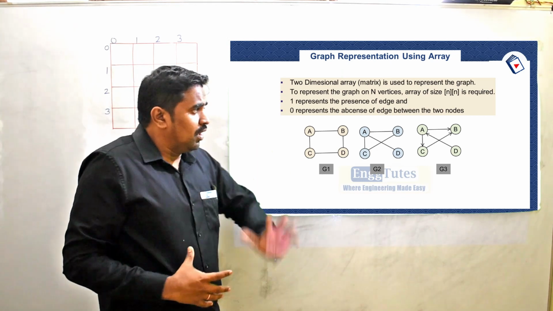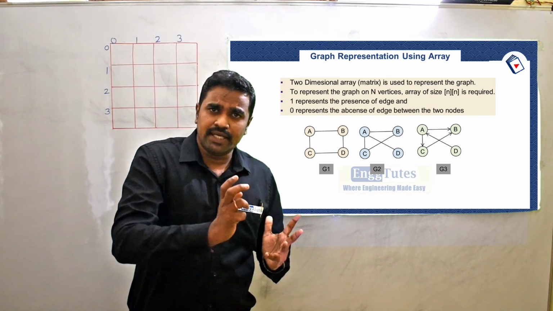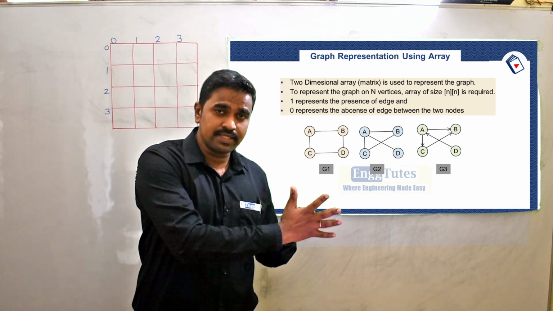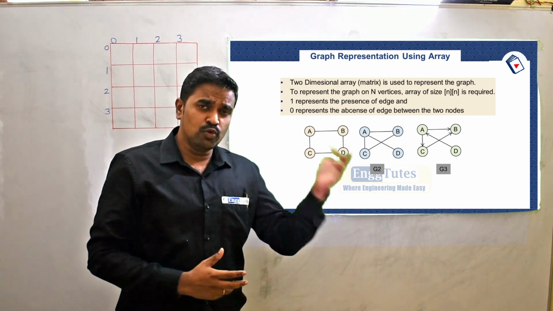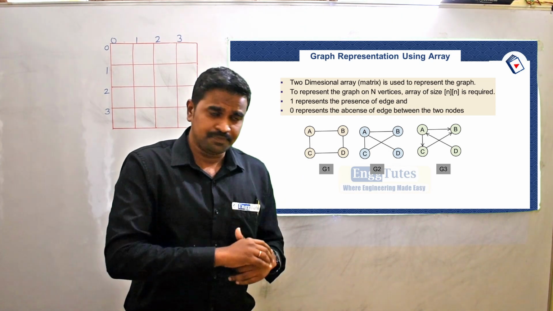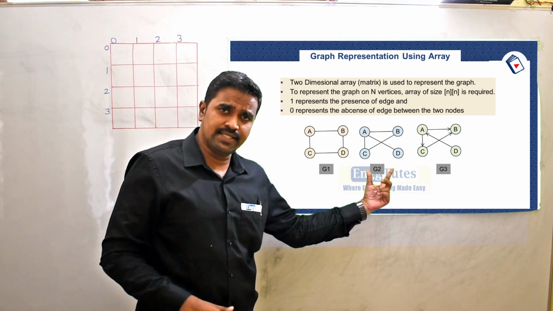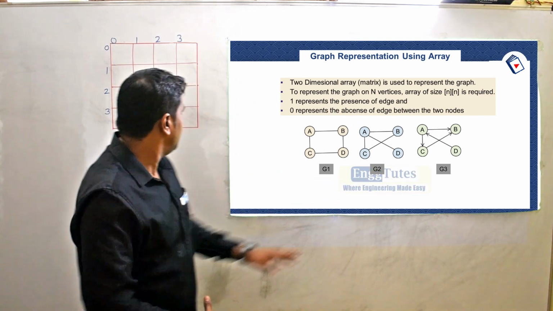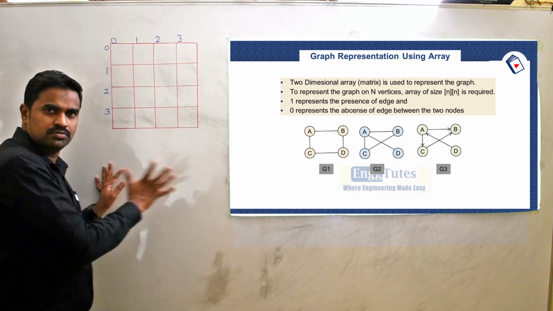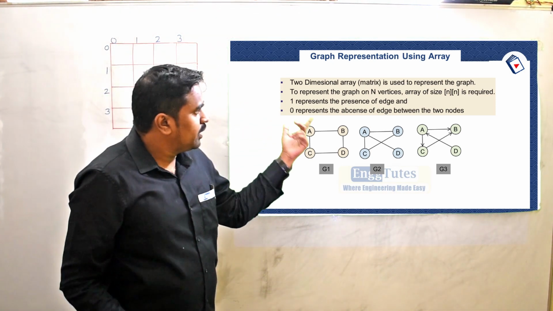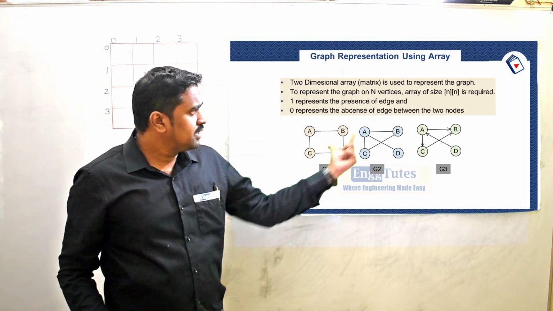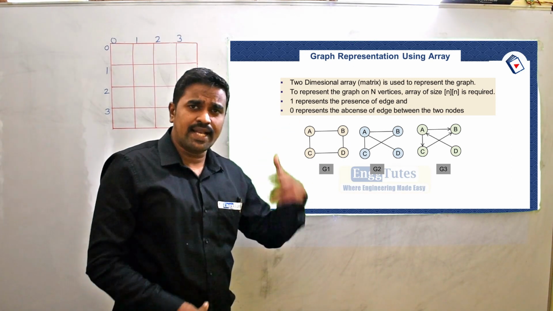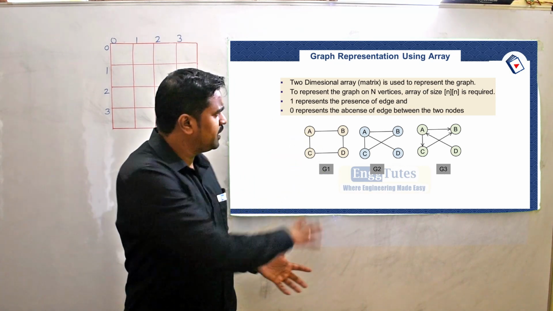So a two-dimensional array, that is nothing but the matrix, is used to represent the graph. If your graph contains a total of n vertices, then you require a two-dimensional array of size n by n. For example, if I consider this graph, how many vertices are there? Here vertices are 4. So I require a matrix of 4 by 4. Done. Then, 1 represents an edge between the vertices, whereas absence of an edge is represented by 0. Now what is this?